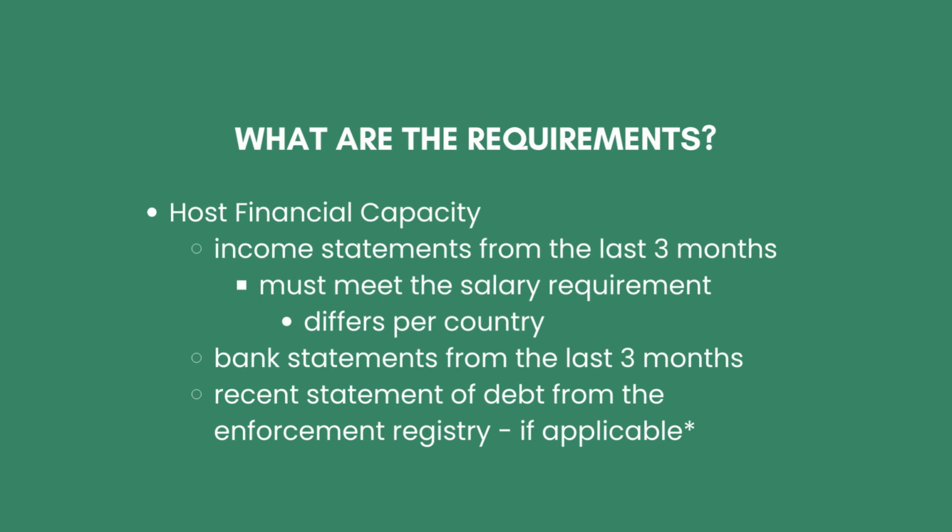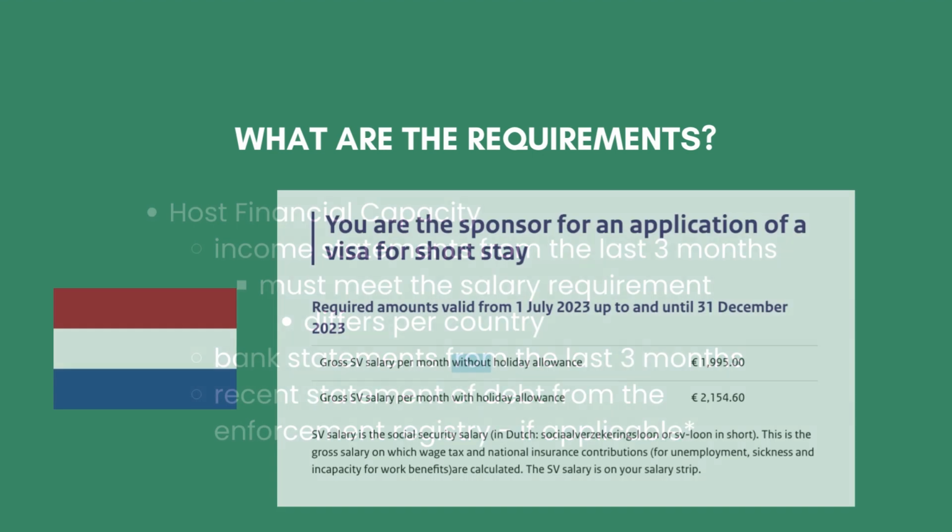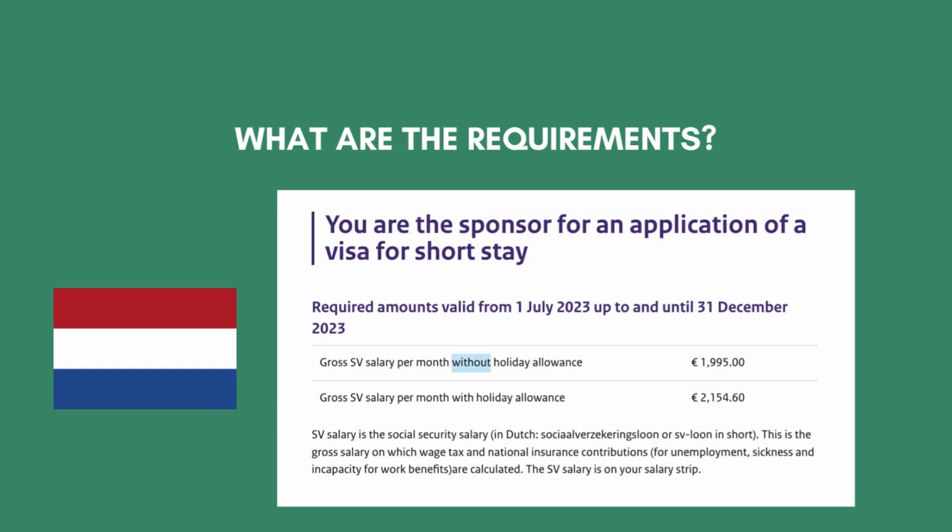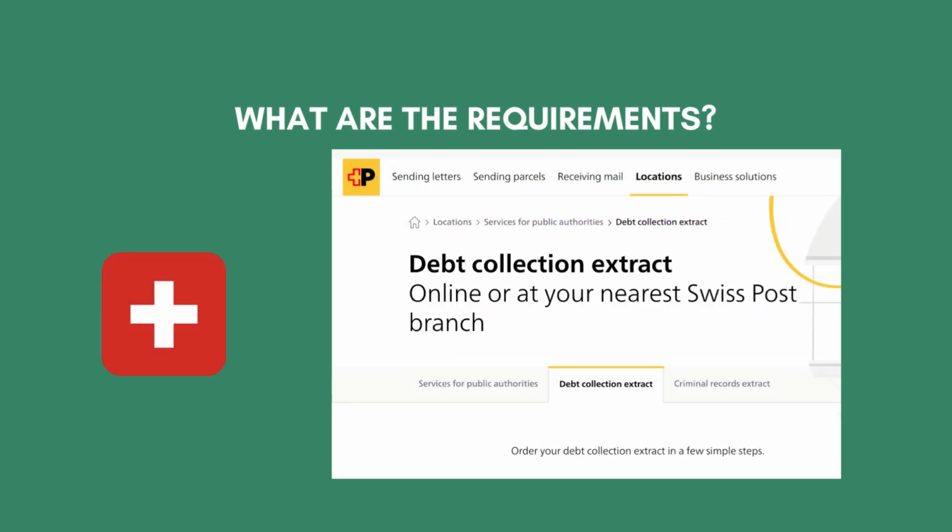Aside from that, the formal obligation requires that the host provide a copy of his or her financial capacity. This would include the income statements from the last 3 months. Now, in a lot of countries, there are salary requirements, and this differs per country, so please do check first. It can also be bank statements from the last 3 months, as well as a recent statement of debt from the enforcement registry. This is only applicable in some countries.